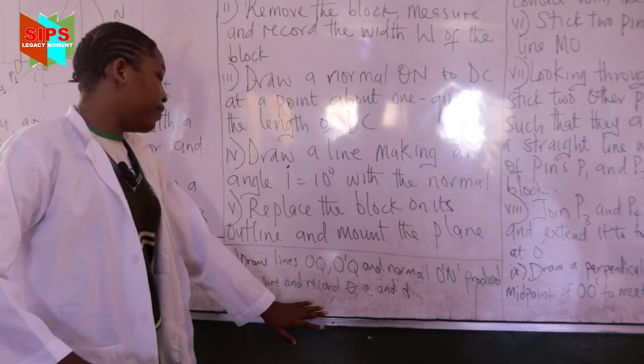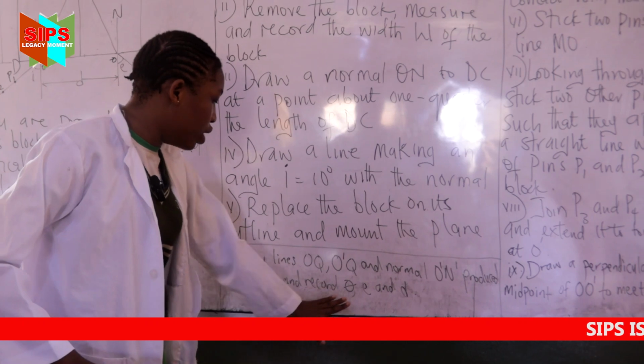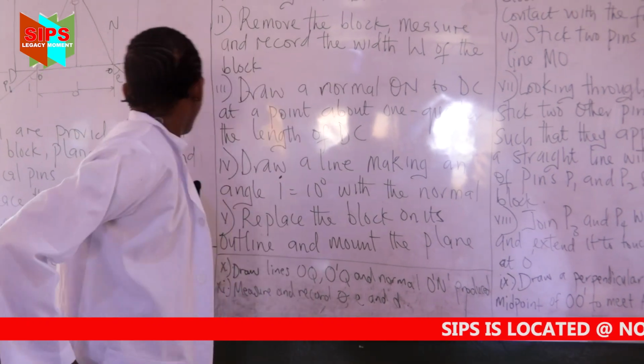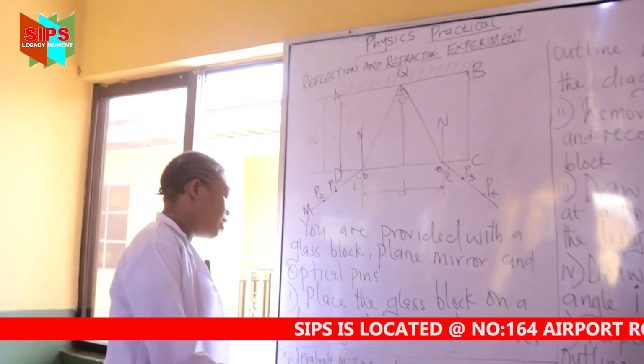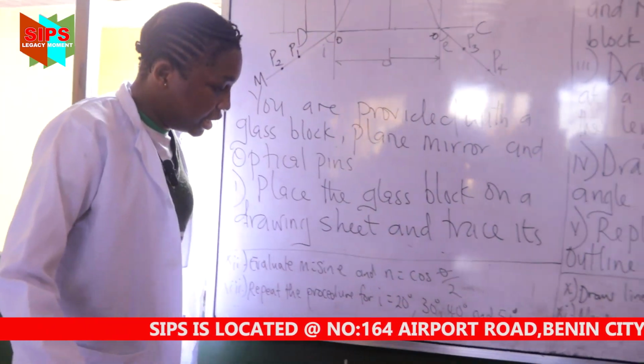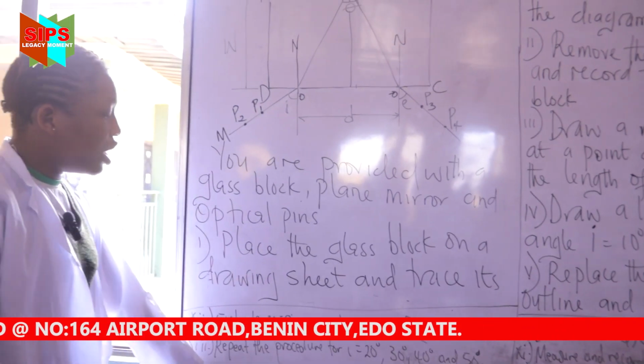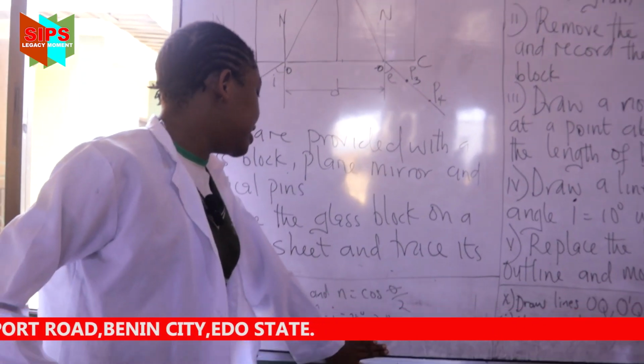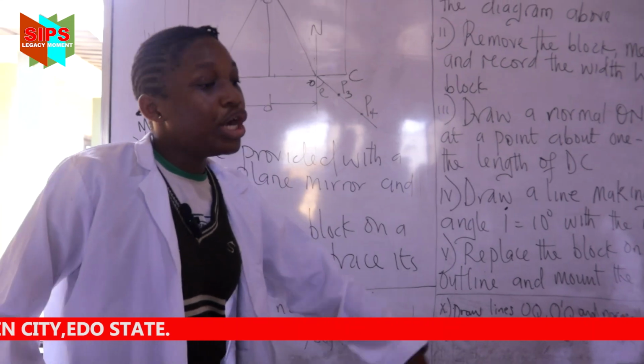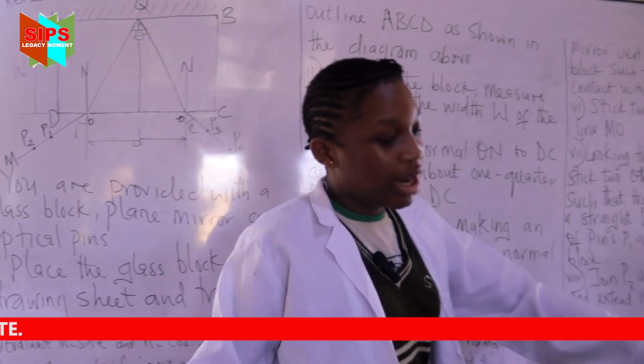Produce, measure and record theta, E and D as seen in the diagram. Evaluate M is equal to sine E and N is equal to cos theta over 2. Repeat the procedures for I is equal to 20 degrees, 30 degrees, 40 degrees and 50 degrees. So class, let's start with our practical.